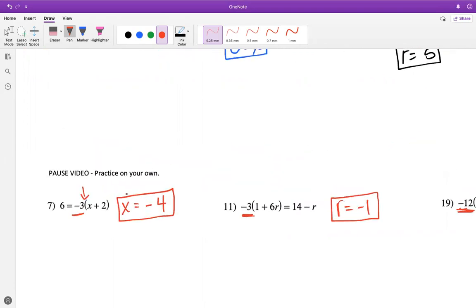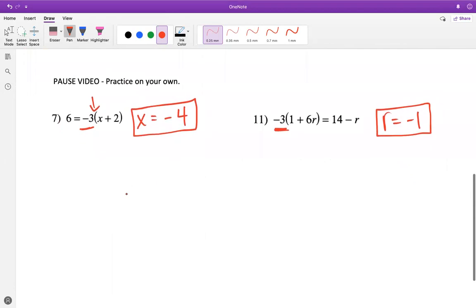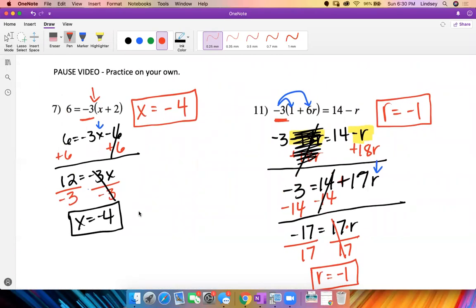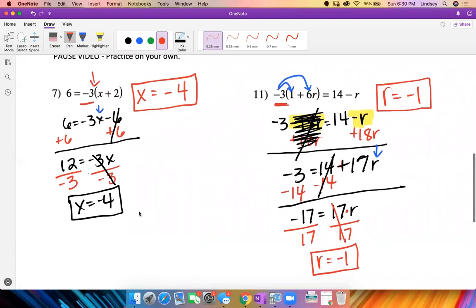Okay, so I'm going to go ahead and get started, and I'm just going to work through them. I'm not going to talk through each one, so this is just for you to check your work. Okay, so here are all the problems worked out. You can pause the video and check your work to see how you did, okay?